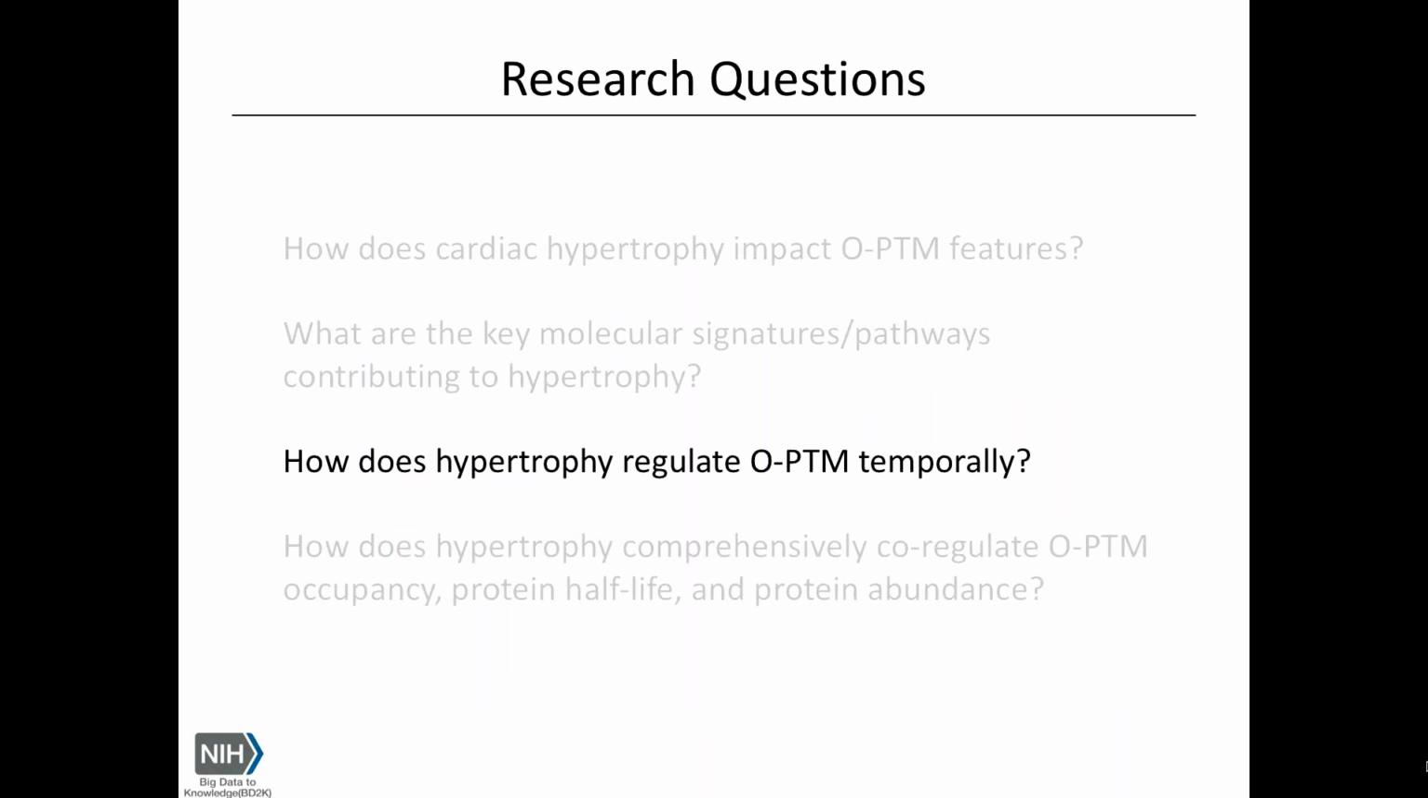So next, we investigate the finer temporal dynamics of how hypertrophy regulates O-PTM of proteins.